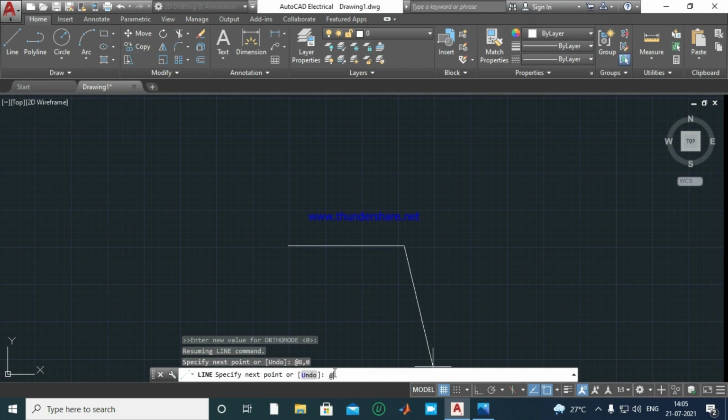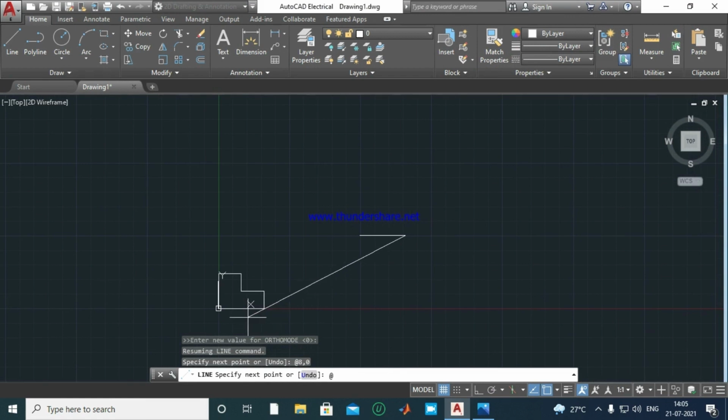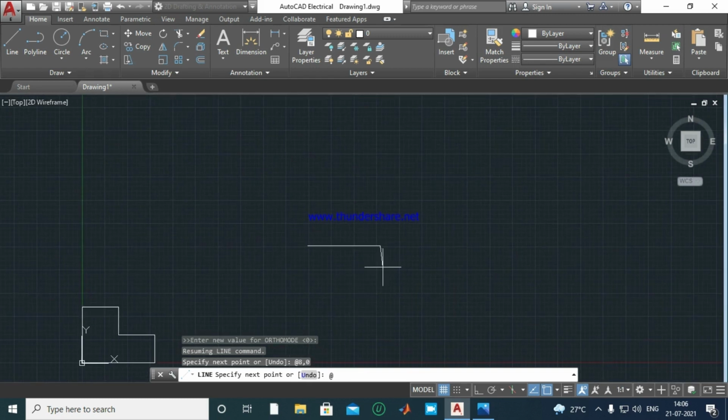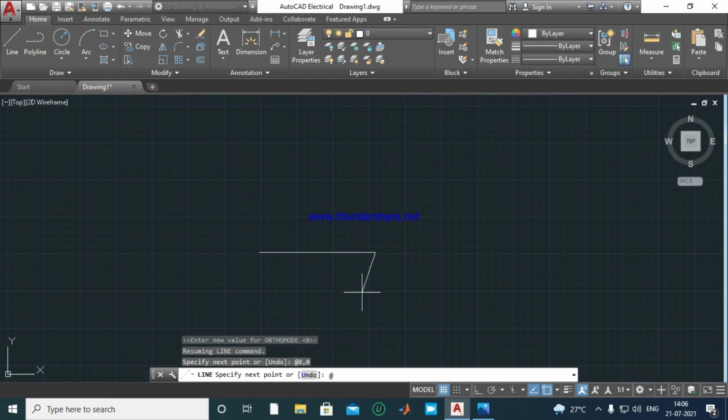Okay, if I don't use @ sign and directly give 0, 3, then what will happen? It will go to this location somewhere here, the actual location. That means it will follow the absolute coordinate system. So I need to give @ sign here, meaning that for the next point, the previous point is considered as origin. So here x will become 0 and y value will be 3, as we are going to draw the line of length 3 in y direction.